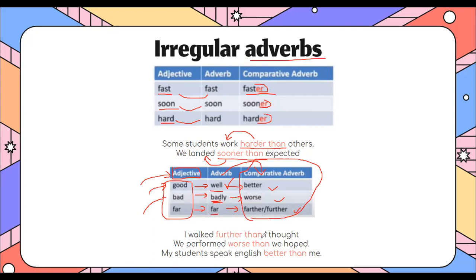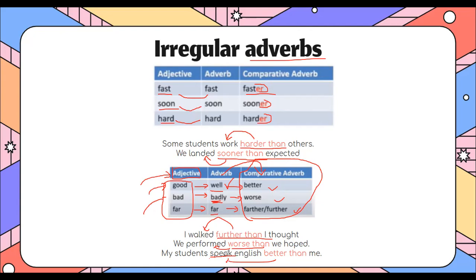Like in we have here, I played further than I thought. It's describing I walked further than I thought. Worse is describing the performance. And my students speak English better than me. So I'm describing how they speak English.